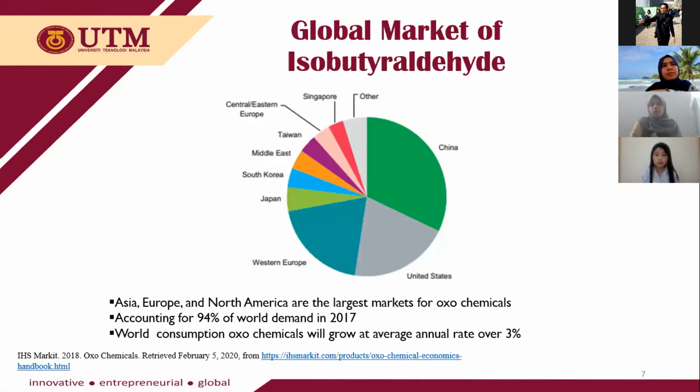This pie chart shows the global market for oxochemical. Oxochemical can be derived from the hydroformylation process or oxo process to produce isobutylaldehyde and n-butylaldehyde. This pie chart shows that Asia, Europe, and North America make up the largest market for oxochemical. They account for 94% of world demand in 2070. Overall, world consumption of oxochemical is expected to grow at an average annual rate of over 3%.